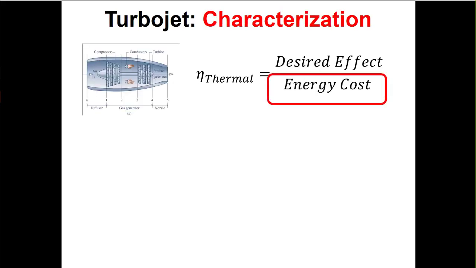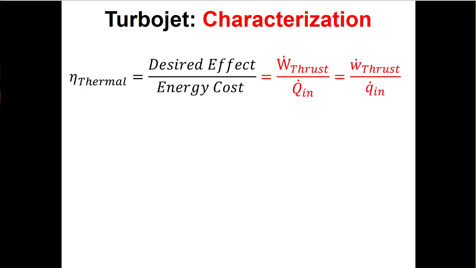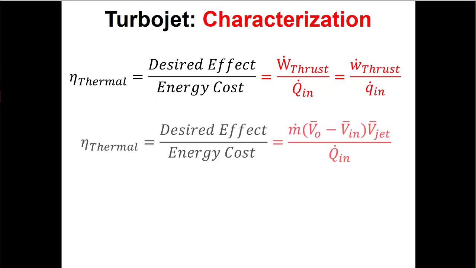So if I wanted to look at energy cost, because this is still a heat engine, we're burning jet fuel to make heat. So our energy cost is this heat rate in. The denominator here is the same as all the other heat engines that we've talked about. So if I wanted to write an equation for this, I could write the thermal efficiency as m dot times delta V over velocity of the jet, divided by the heat rate in.